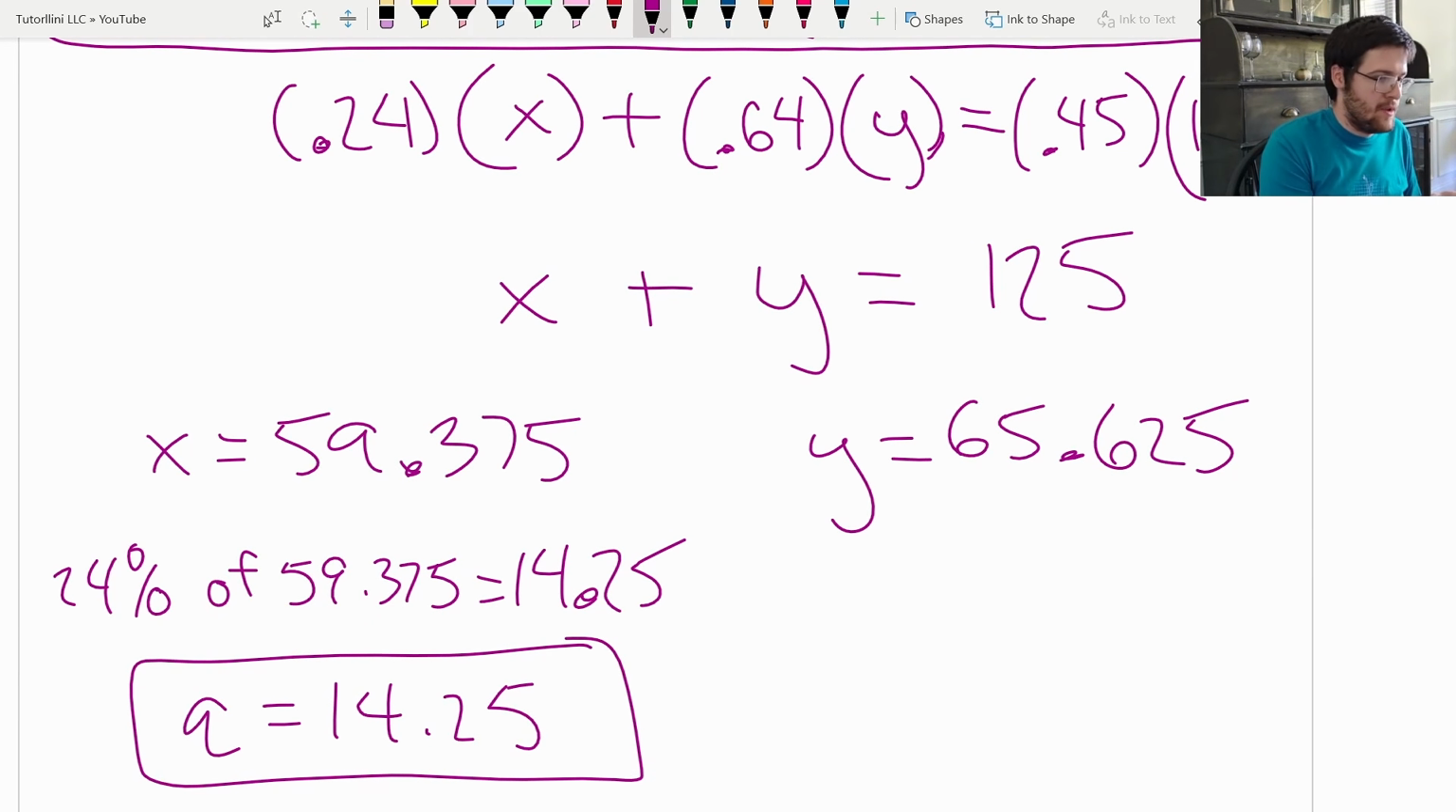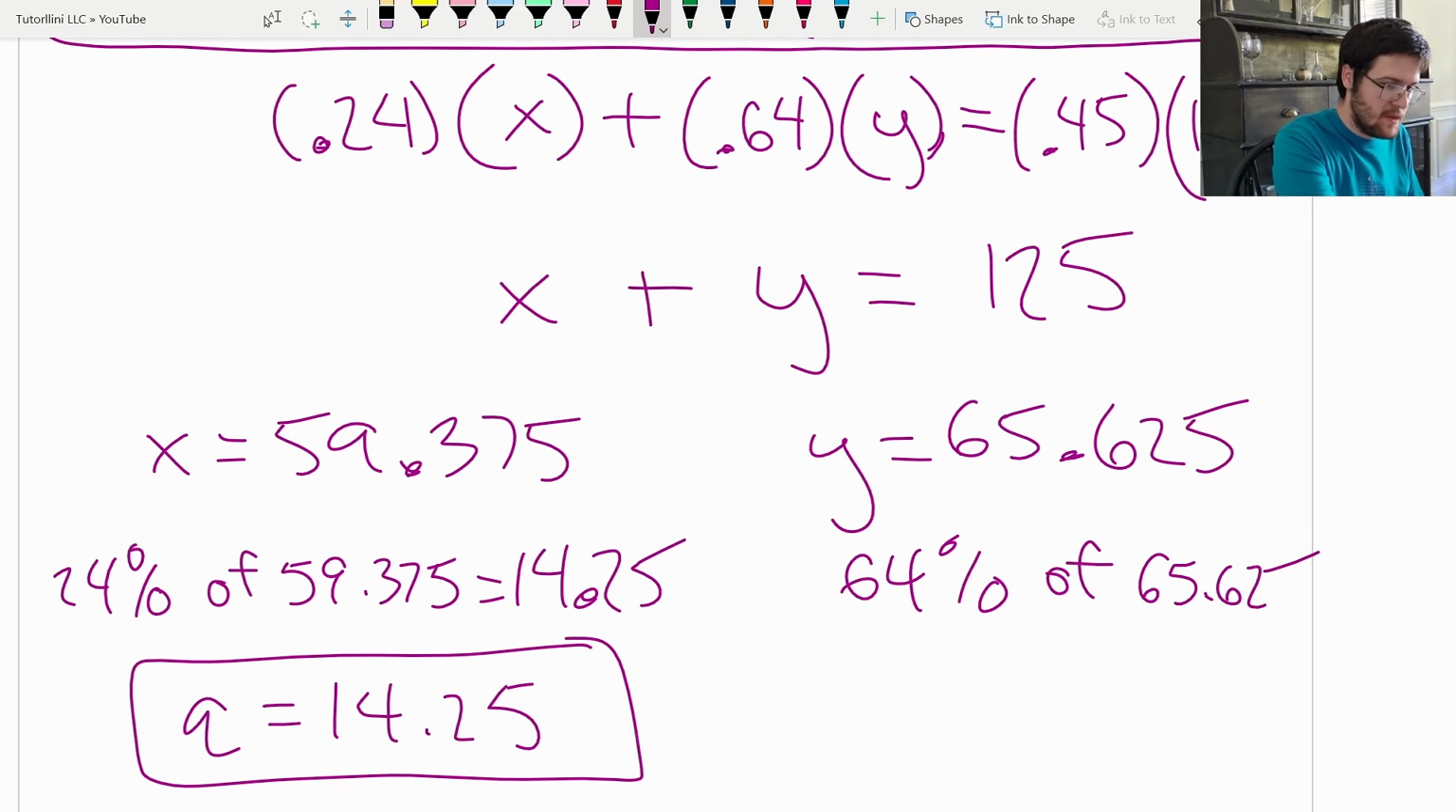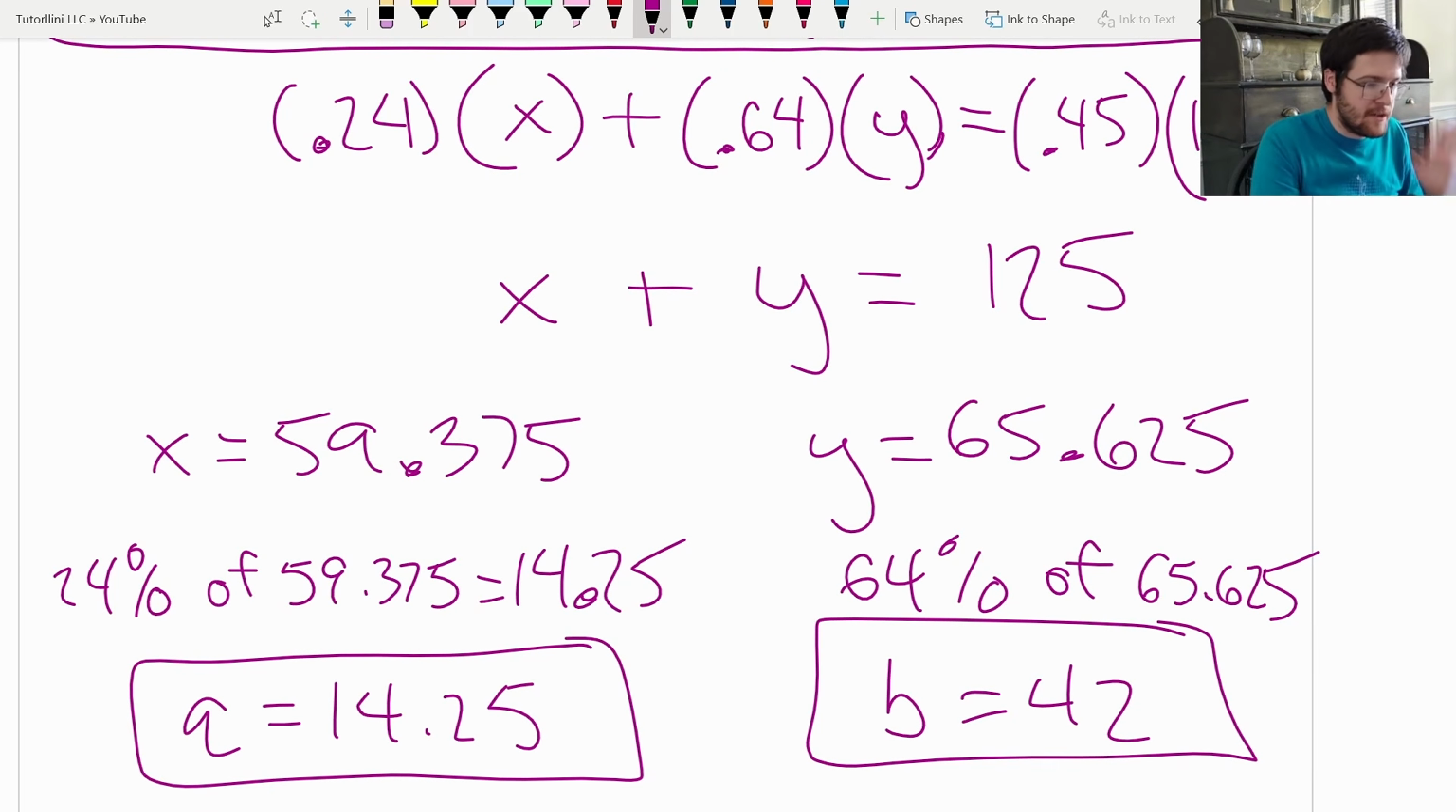And then the second one is 64%. So 64% of that number, 65.625. So let's do that, 0.64 times 65.625. And I'm getting 42. So there's 42, I think, liters of juice in the second one.